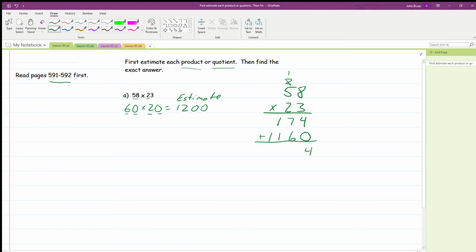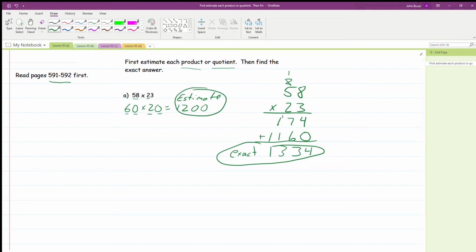And then we're going to add all this up, and that should give us our answer. 7 and 6 is 13. We've got to carry that 1. That gives us 3. And our answer is 1,334. So that's our exact answer. Fix that A there. Oops. Let's go back a little bit, and I like to make my work look somewhat decent. Okay, we're going to circle our exact answer and circle our estimate. All right, let's go on to B.